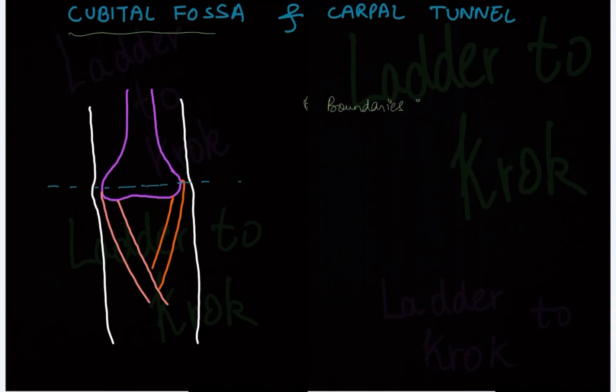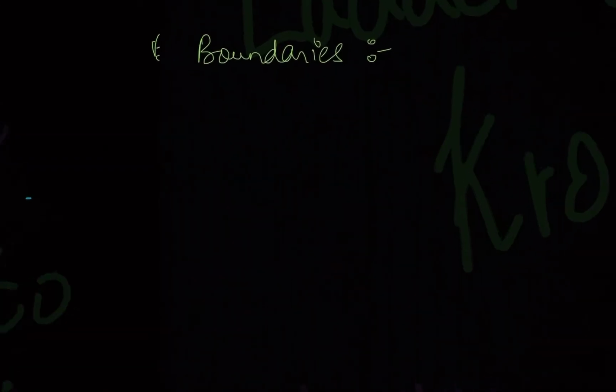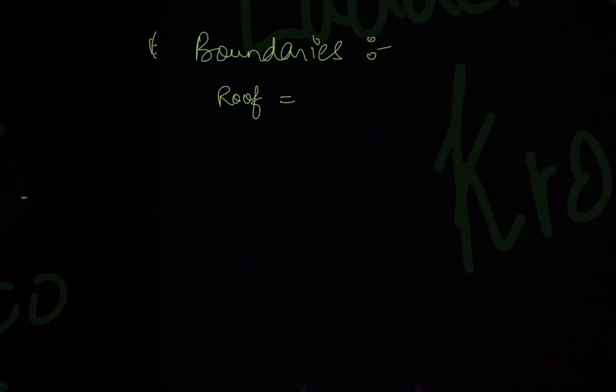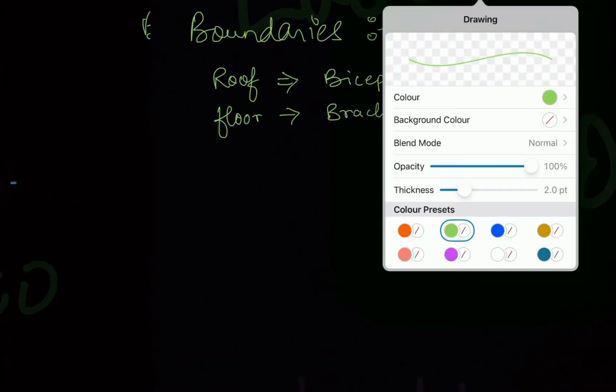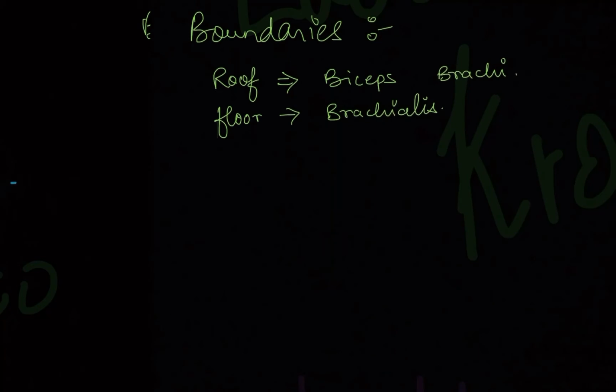So boundaries, when we were doing muscles of our arm, the anterior compartment, I've already said you about the roof and the floor. So let's revise them again. Roof of cubital fossa is formed by the muscle biceps brachii. Okay. The floor of cubital fossa is formed by brachialis muscle. Fine. So roof and floor are done. Let's know about the lateral and median. What is the important boundaries of it?